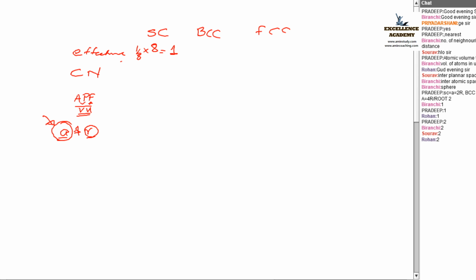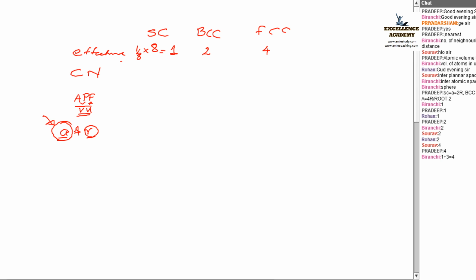BCC effective number of atoms is 2, yes, we know that it is 2. One body center atom is there, that is shared by only 1 unit cell. Hence it is 2. For a face centered cubic structure, how many is the effective number of atoms? Each face atom is shared by 2 unit cells, and 6 face atoms are there, 6 into 1 by 2. So hence 4.